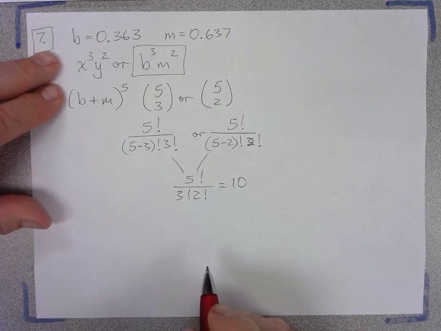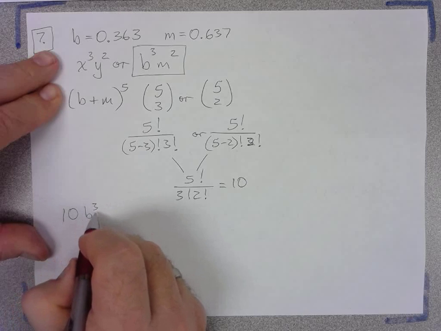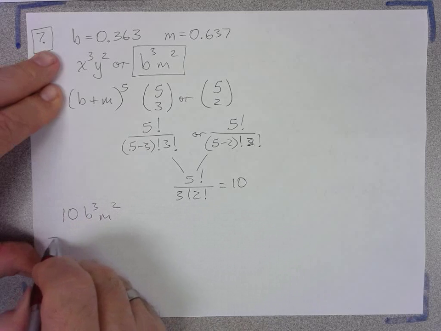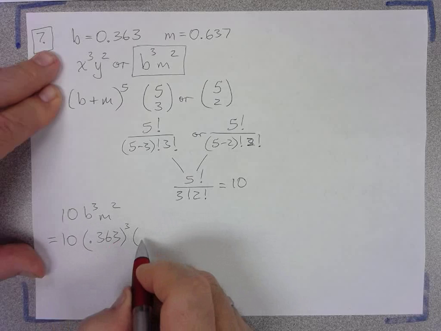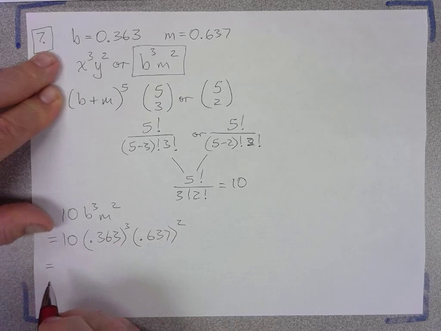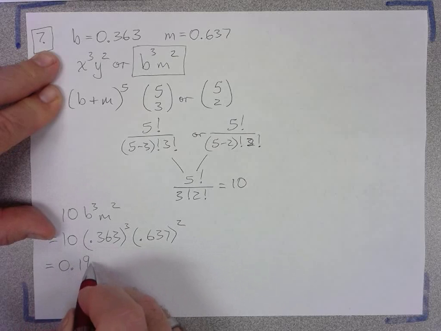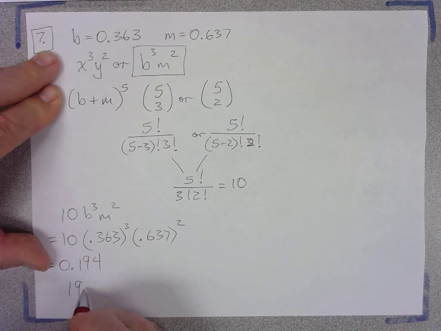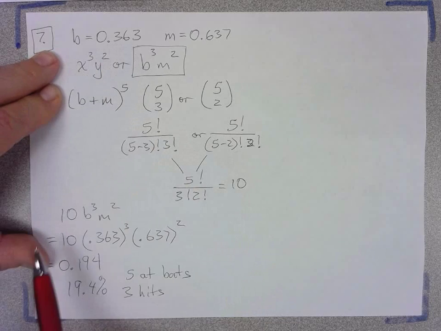Okay? So that's the coefficient on this term, 10B cubed M squared, which is 10 times 0.363 cubed times 0.637 squared. Punch that in your calculator, work it all out, and you get 0.194. There is just a 19.4% probability that with 5 at-bats, Babe Ruth is going to get 3 hits with a batting average of 0.363.